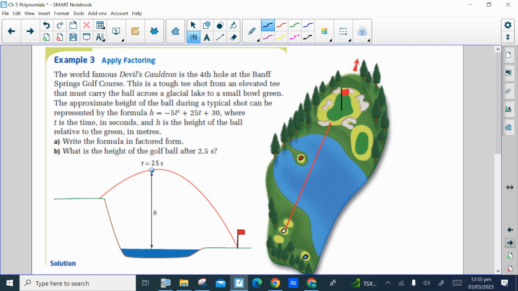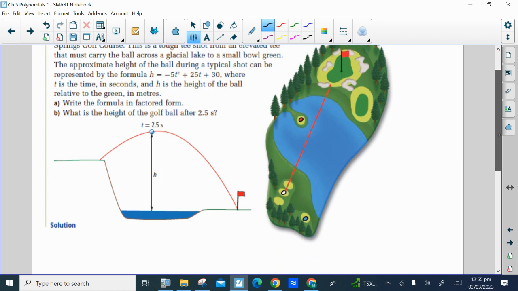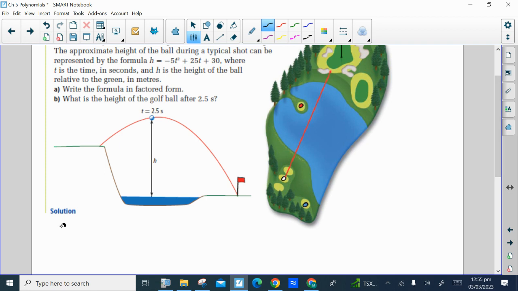H equals negative 5t squared plus 25t plus 30, where t is the time in seconds, h is the height of the ball, relative to the green in meters. Write the factored form of this formula. So that's what we're going to start with. We have h equals negative 5t squared plus 25t plus 30.